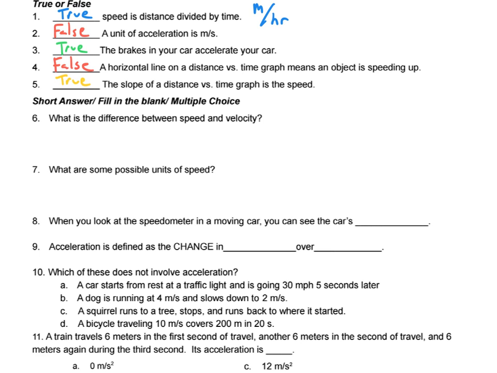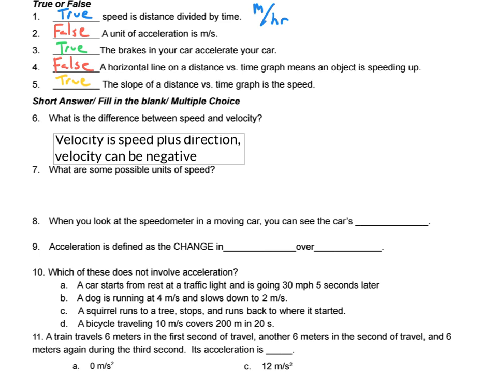All right, what is the difference between speed and velocity? We'd want to definitely answer this with full sentences. And it's what I basically just said. Velocity is speed plus direction. The speed is only a component of velocity. Velocity can be negative, while in general speed can only be positive.